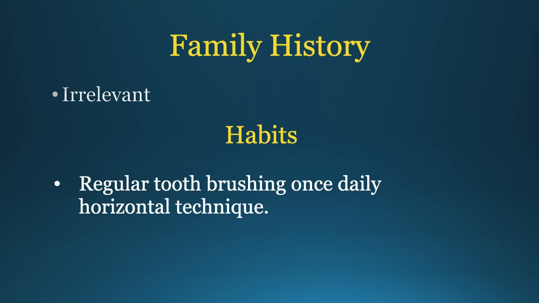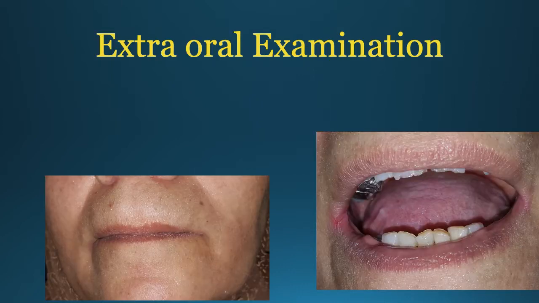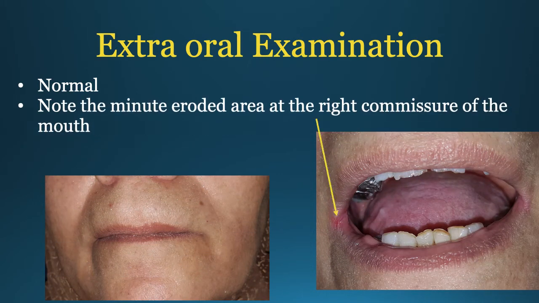We start first with the extraoral examination, and then lymph nodes, and then proceed to the intraoral examination. First, extraoral examination seems to be normal. However, we have a very small eroded area at the right commissure. We can see it on the picture on the right commissure of the patient. When proceeding to lymph node examination, actually all lymph nodes were non-palpable.